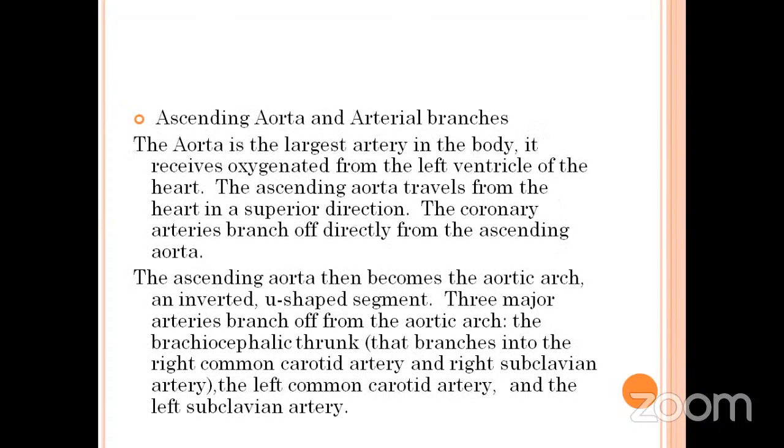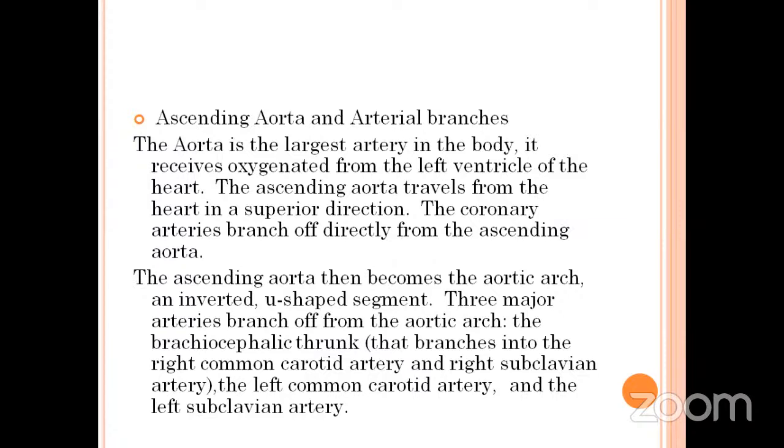All right, let me just finish this slide and then I close. So, the ascending aorta and the arterial branches. The aorta is the largest artery in the body. It receives oxygenated blood from the left ventricle of the heart. The ascending aorta travels from the heart in a superior direction. The coronary arteries branch off directly from the ascending aorta. I think that was in the picture earlier on. The ascending aorta then becomes the aortic arch, an inverted U-shaped segment.